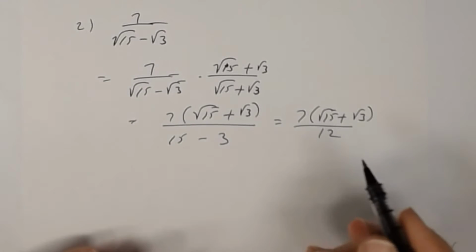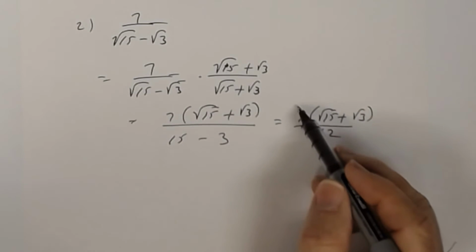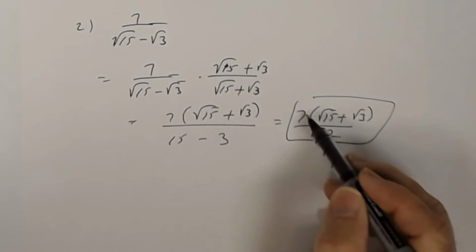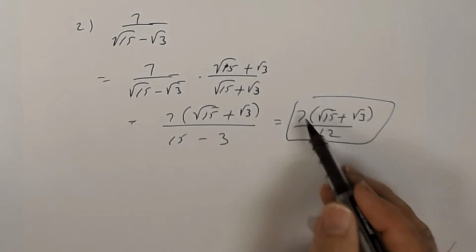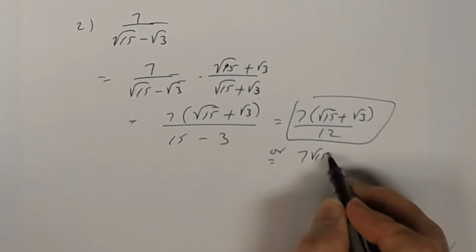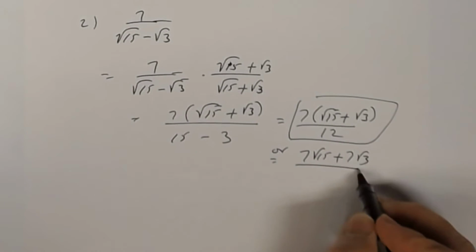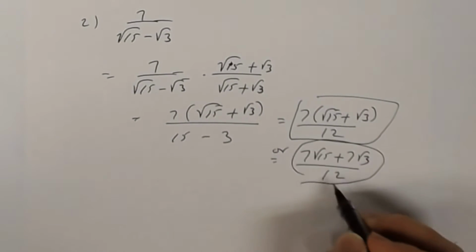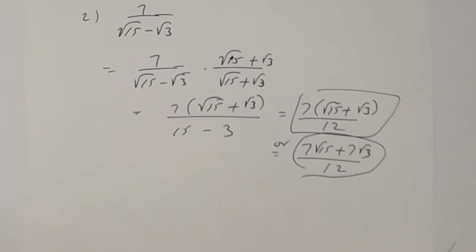All right. And guys, you can leave your answer like this, or you can go ahead and distribute, because I cannot simplify 7 and 12. So you can say 7 square root of 15 plus 7 square root of 3 divided by 12. Does not matter. Okay? All right, so that's number 2.